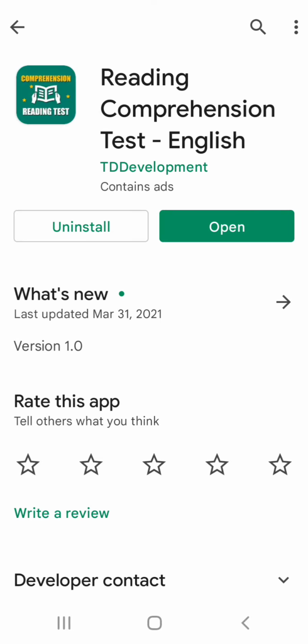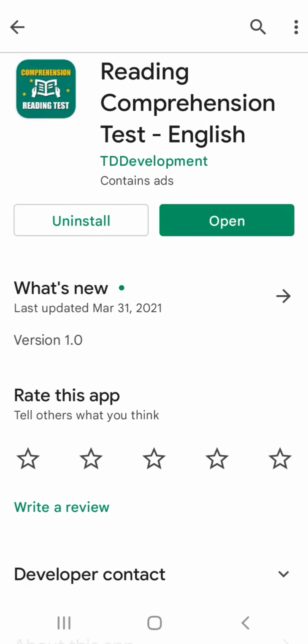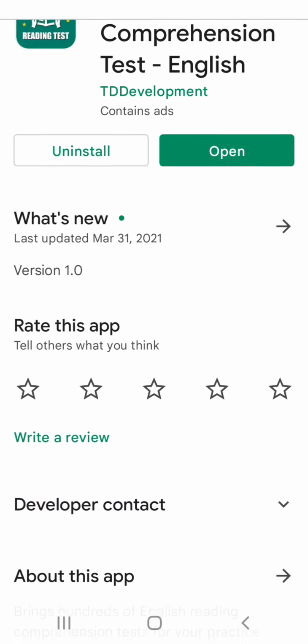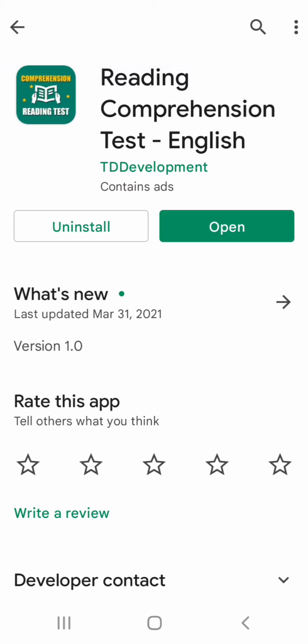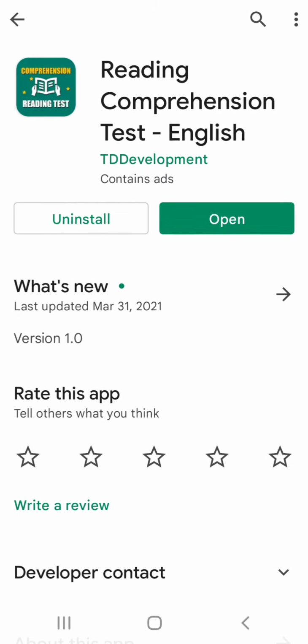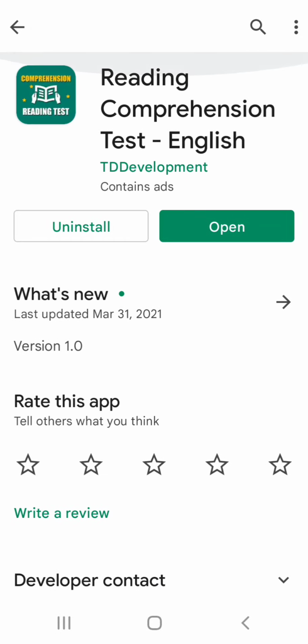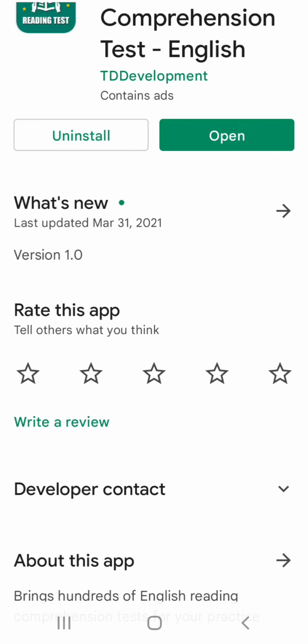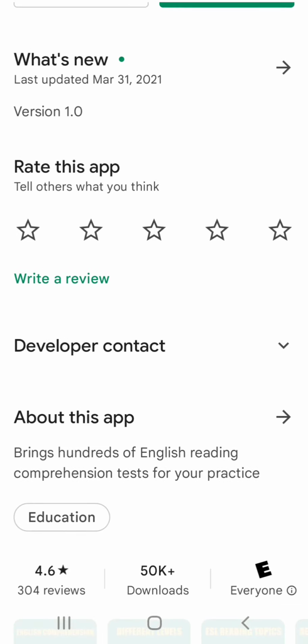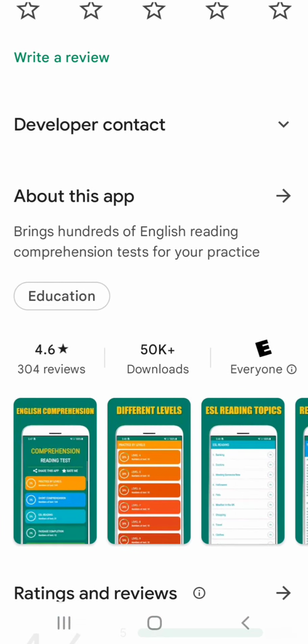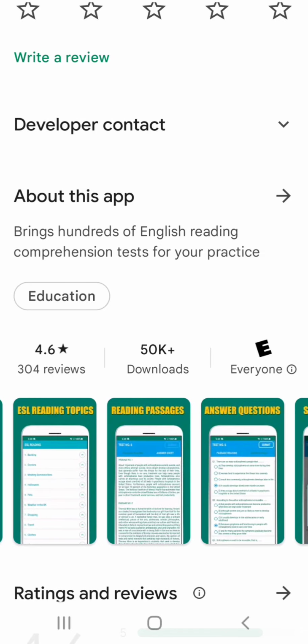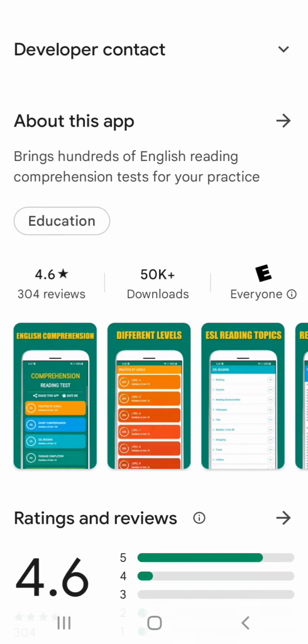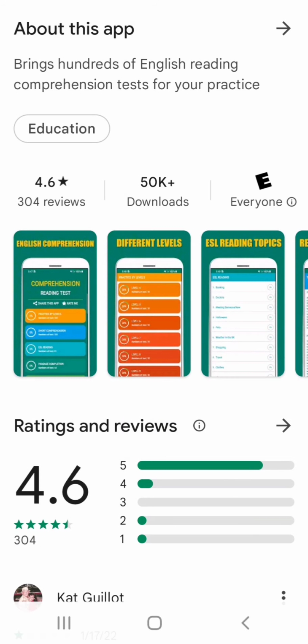So first to mention, I downloaded these apps from Play Store. Now this is the first one. It is called Reading Comprehension Test English. This is how it will look when you go on Play Store. This is just a brief preview of what you're downloading, and the ratings are 4.6.